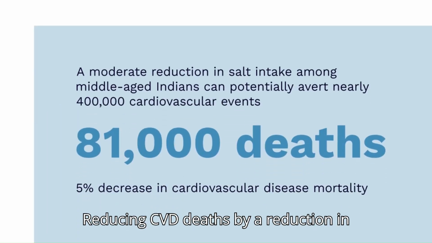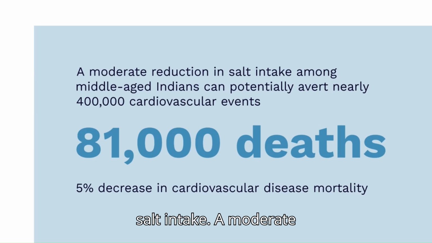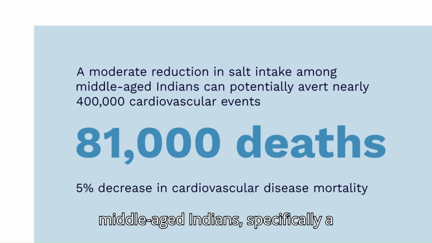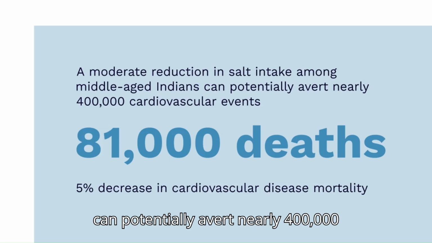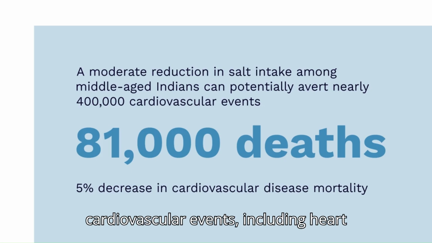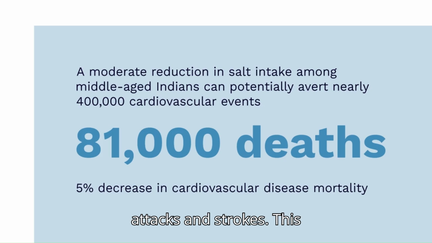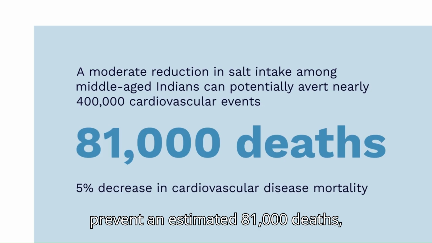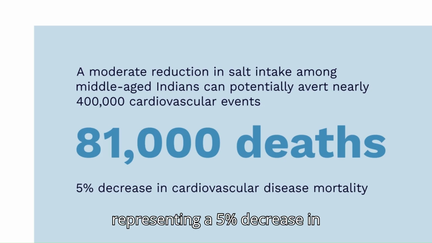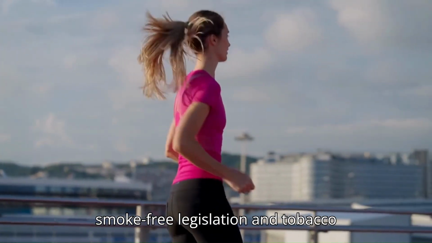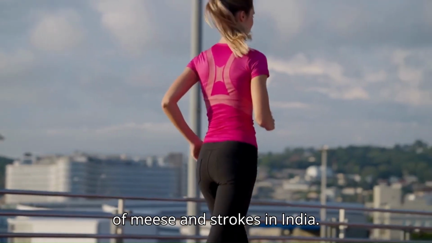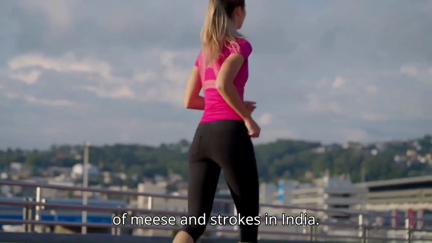Reducing CVD deaths by a reduction in salt intake. A moderate reduction in salt intake among middle-aged Indians, specifically a 3 gram per day reduction over 30 years, can potentially avert nearly 400,000 cardiovascular events, including heart attacks and strokes. This reduction in salt intake could also prevent an estimated 81,000 deaths, representing a 5% decrease in cardiovascular disease mortality. Smoking. Finally, smoke-free legislation and tobacco taxation together may avert 25% of MIs and strokes in India.